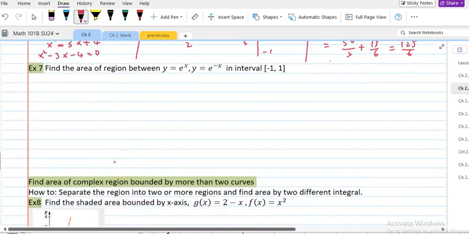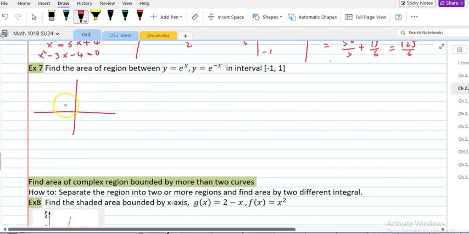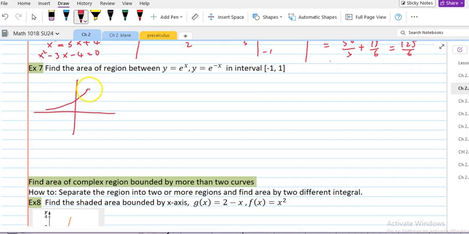So example 7. If you're not sure about your hand calculation, please check with the calculator. Find the region between y equal to e to the x and y equal to e to the negative x in the interval negative 1 to 1. Y equal to e to the negative x is this kind. This exponential function goes through 0, 1. That one is e to the x, and e to the negative x, between negative 1 and 1.